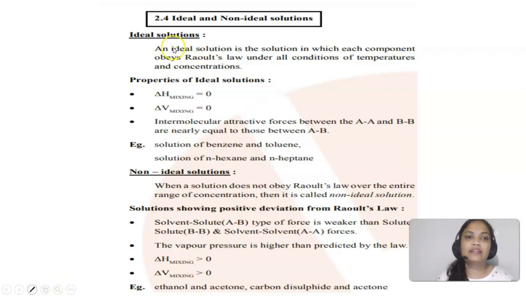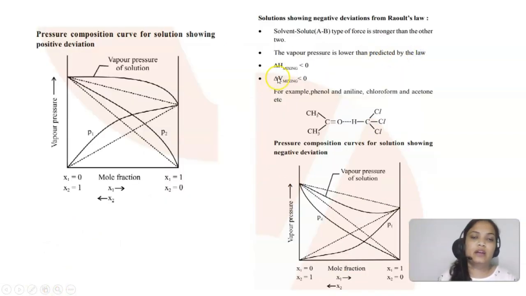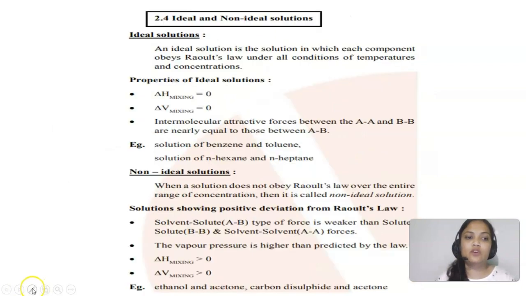So students, ideal solutions are the ones in which each component obeys Raoult's law at all concentrations. Okay, so Raoult's law under all conditions of temperature as well as concentration. So that will be known as an ideal solution. What are the properties? Now this is important because questions have been asked from this topic as well.